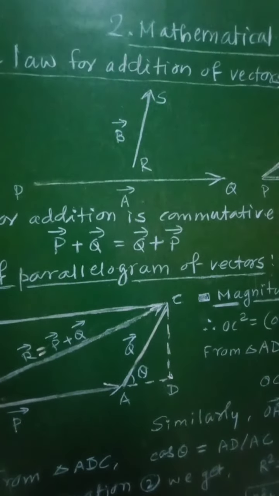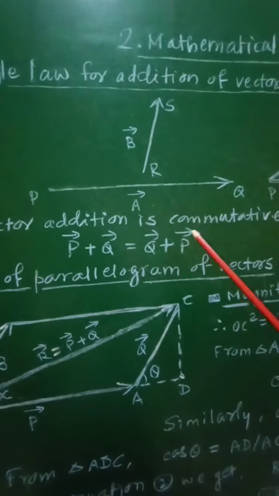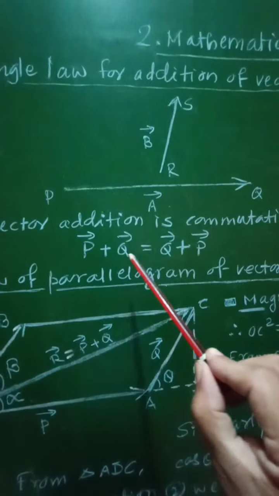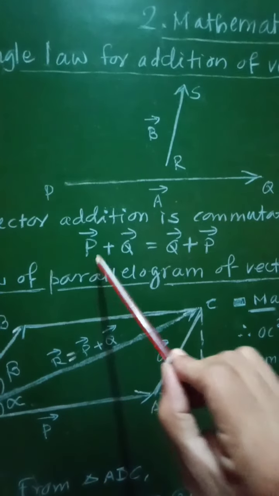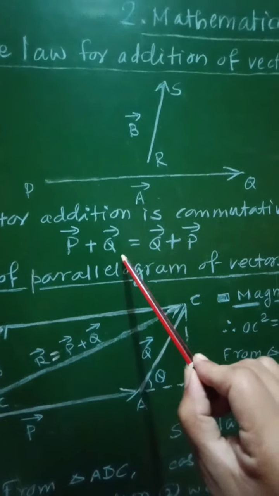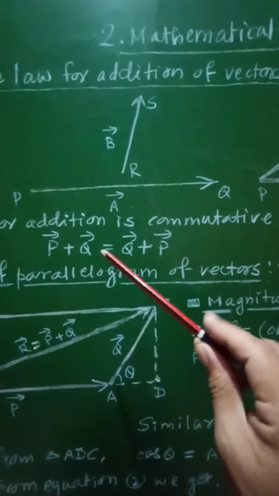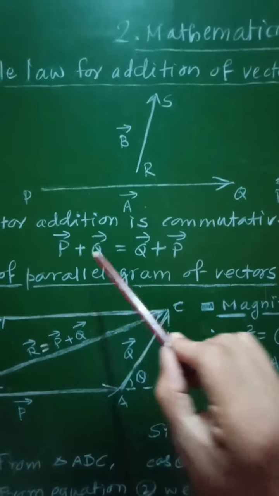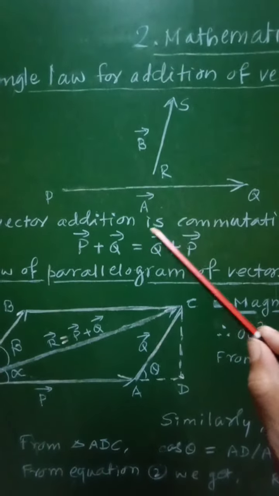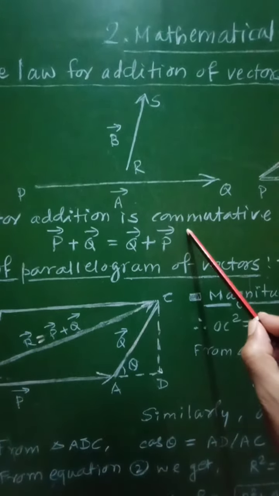Vector addition is commutative; that is the first property, A. Now what is commutative? If you consider two vectors P and Q, with P written first and Q second, then the addition vector P plus vector Q is equal to vector Q plus vector P. That means that even if the positions of the vectors are interchanged, the addition will be the same. This is the commutative property, and so vector addition is commutative.